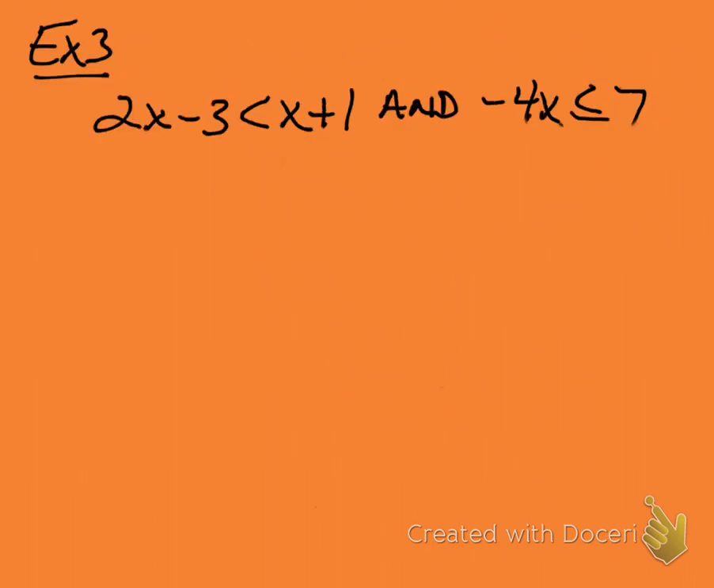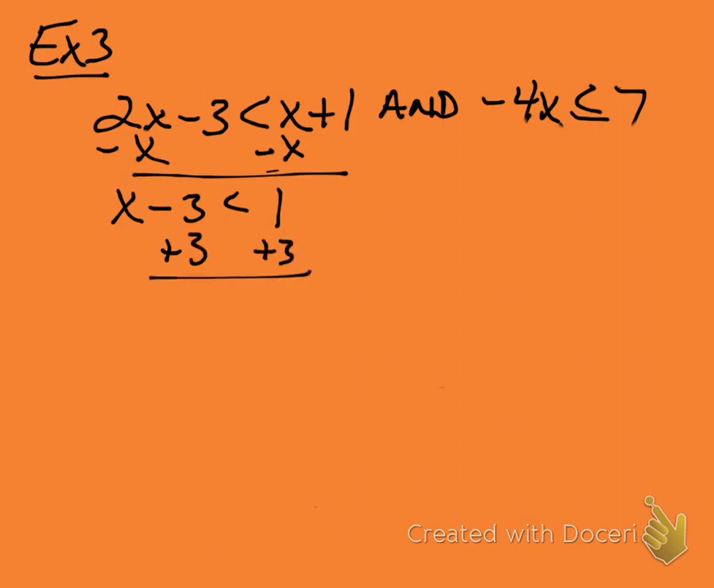Moving on to example 3, and so this is an and written as two separate things, so I'm going to have to work this out individually here. Minus x, just get all the x's on one side and your numbers on the other side. Add 3, x is less than 4. Okay, got that side done with.